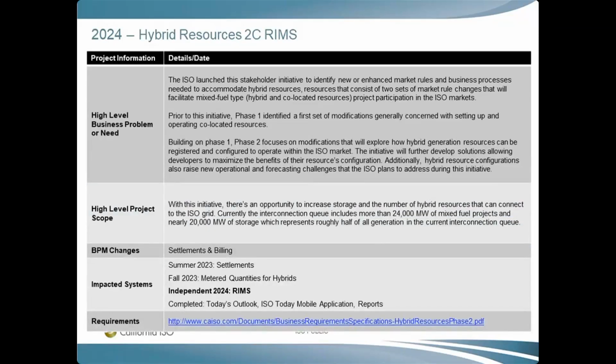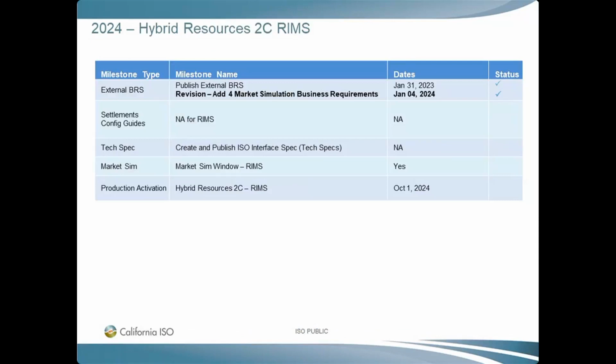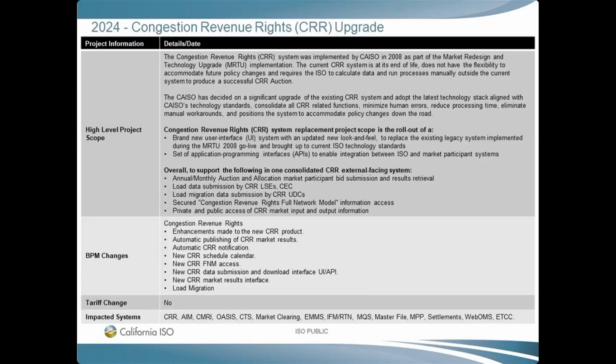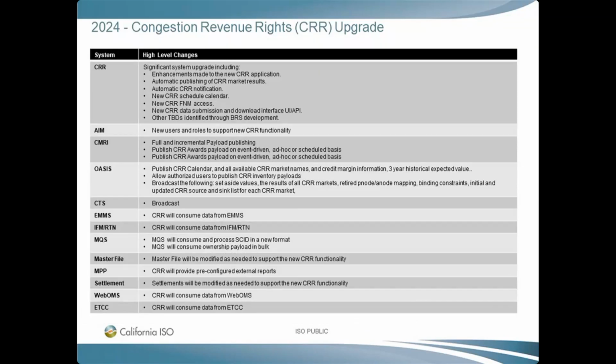All right. Let's go ahead and move forward to Hybrid Resources 2C. Okay, so we had the updated BRS revision on January 4th, and we do have a market simulation that's planned for later on this year for RIMS. And the production activation is set for fall release, or October 1st, 2024. Any questions or comments on this one? All right. Then we'll move on to CRR upgrade.